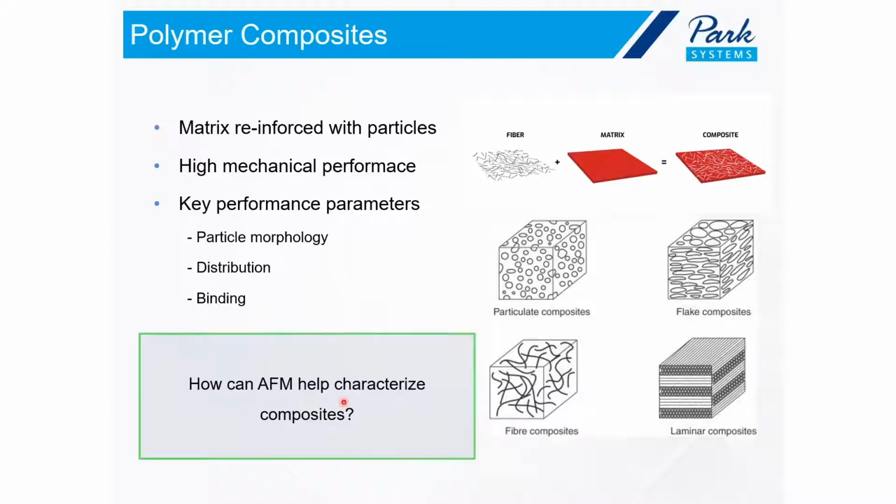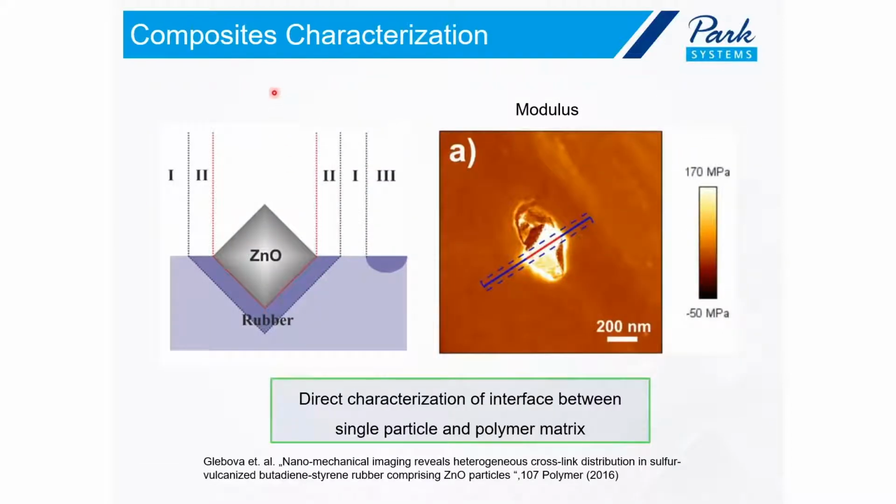So how can AFM help characterize such materials? This is one example of how AFM helps characterize composites. What I have here is a schematic diagram on the left, and on the right I have a modulus image of a system that is shown in the schematic diagram. We have a rubber matrix, and then a zinc oxide particle is embedded in the matrix. Zinc oxide is a very common additive in the rubber industry. Almost all rubber compounds contain zinc oxide. Rubber chemistry cannot go forward without zinc oxide, and this is the cheapest and the most common one.